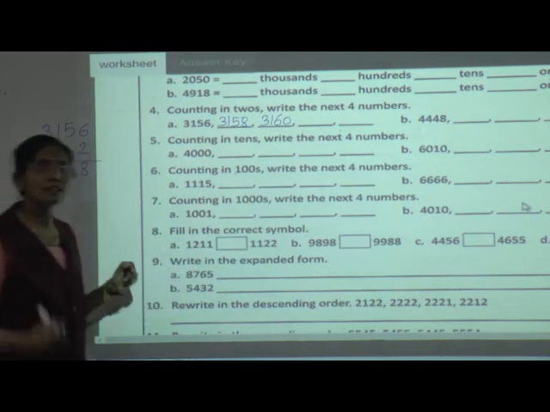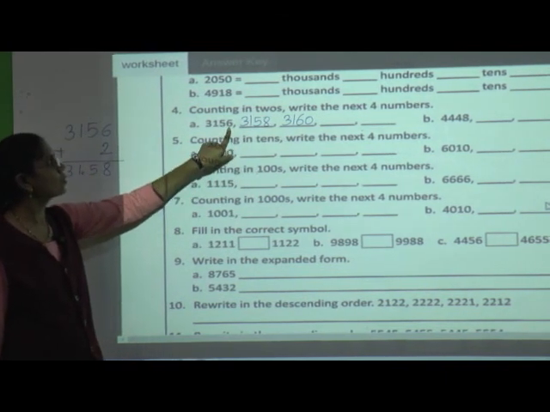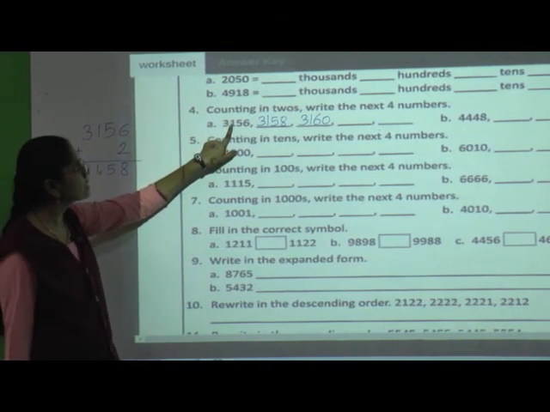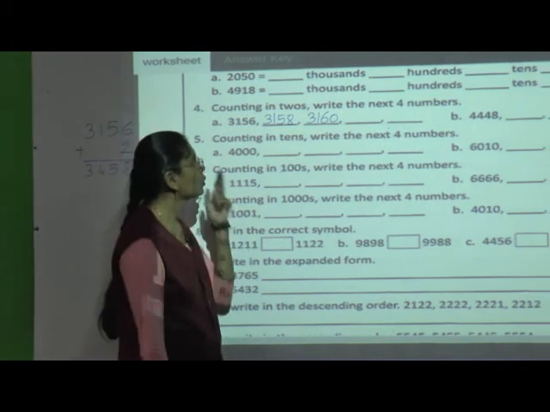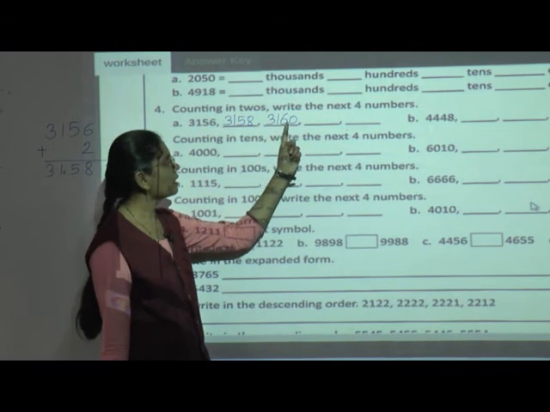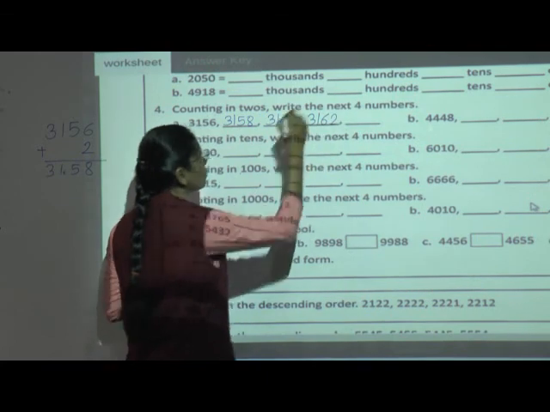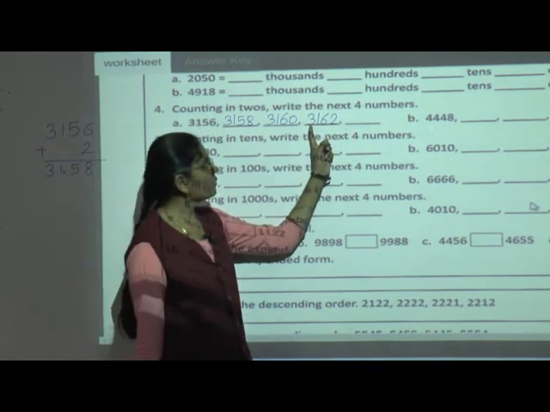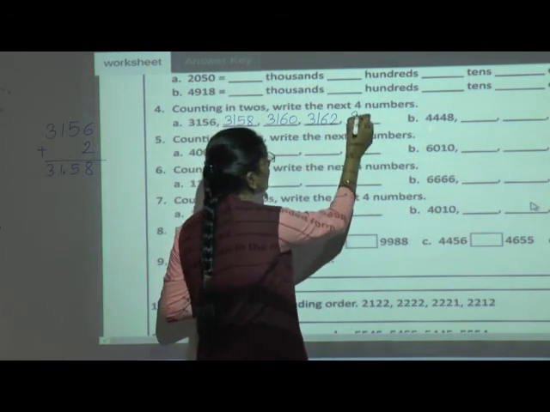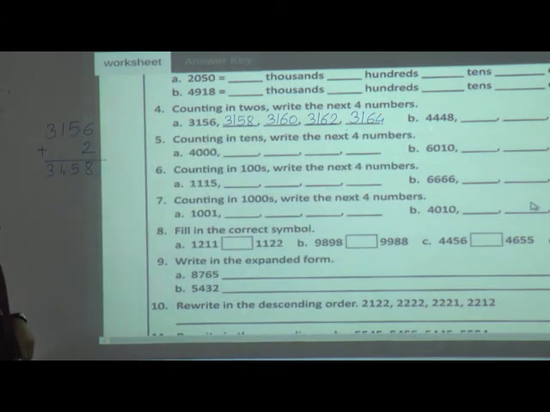3160. See students, remember one thing: counting in twos means we are only going to change the ones place number. We are not going to touch the thousands place and hundreds place. Okay. Now again add 2 to this number, 3160 plus 2. Then we will get 3162. Then add 2 more to this number, 3162 plus 2, 3164, isn't it?